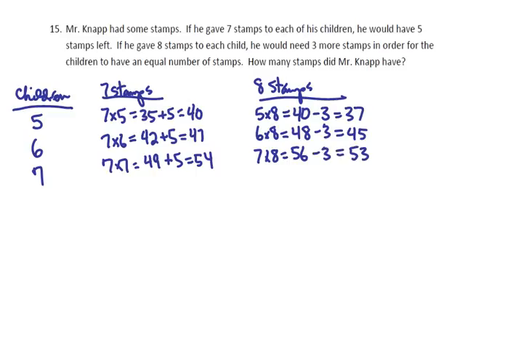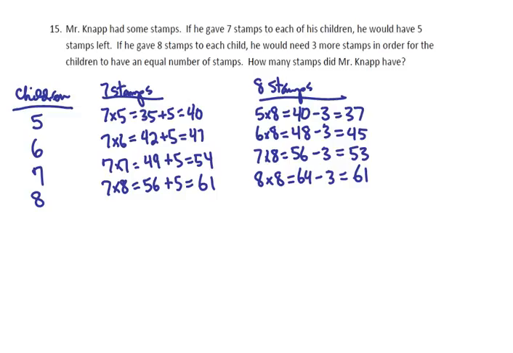If there were 8 children, 7 stamps apiece, they would get 56 and have 5 left over still, and that would work if he had 61 stamps. If he had 8 children and 8 stamps each, it would need 64 but be short 3, and so that would mean he would have 61. So this is the case.